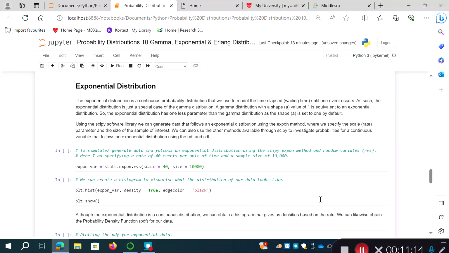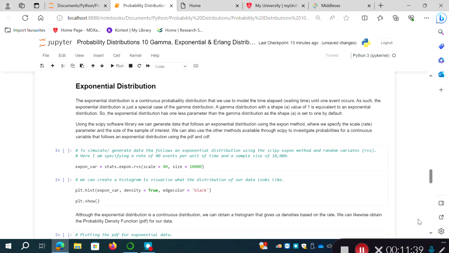So as such, the exponential distribution is just a special case of the gamma distribution. A gamma distribution with a shape, an alpha value of 1, is equivalent to an exponential distribution. So the exponential distribution has one less parameter than the gamma distribution, as the shape alpha is set to 1 by default. You don't get to specify what it is. If you do, then it's a gamma distribution, not an exponential.